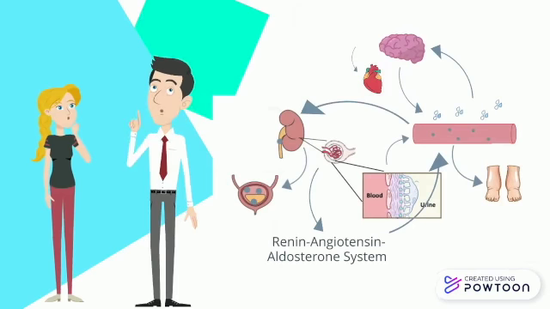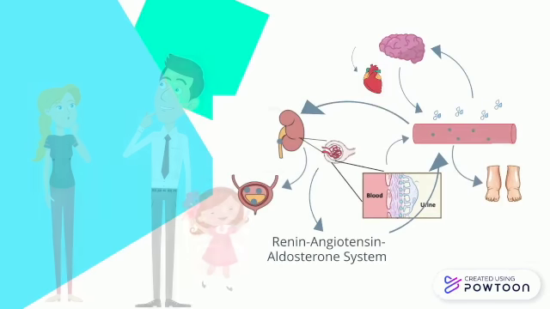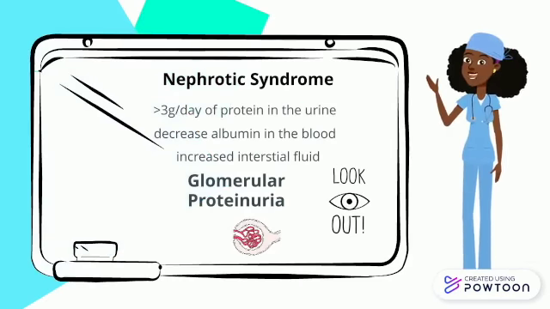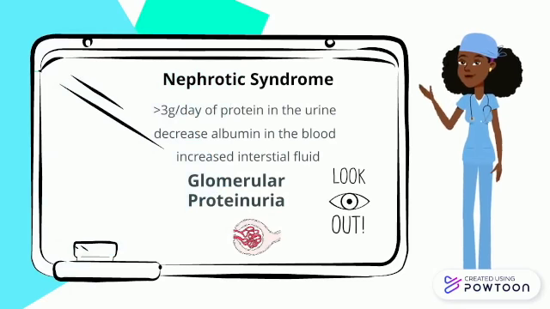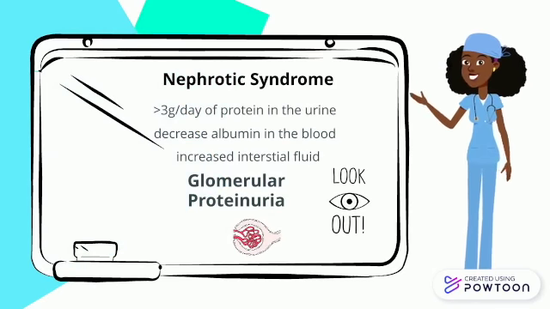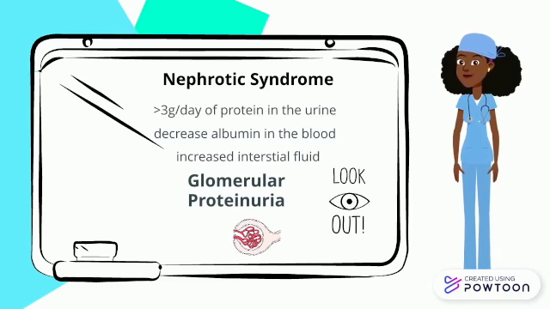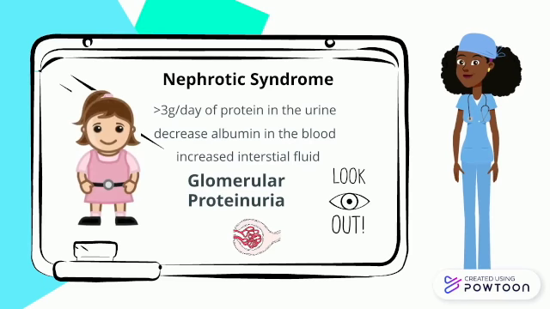Jane's parents want to know how all this information relates to their daughter. Dr. Changes explained that their daughter most likely has nephrotic syndrome. Nephrotic syndrome is characterized by greater than 3 grams per day of proteinuria, hypoalbuminemia, and edema. In children, there is often periorbital edema, especially in the morning, as well as edema in the ankles, feet, and abdomen. Dr. Changes explained that nephrotic syndrome is a type of glomerular proteinuria.